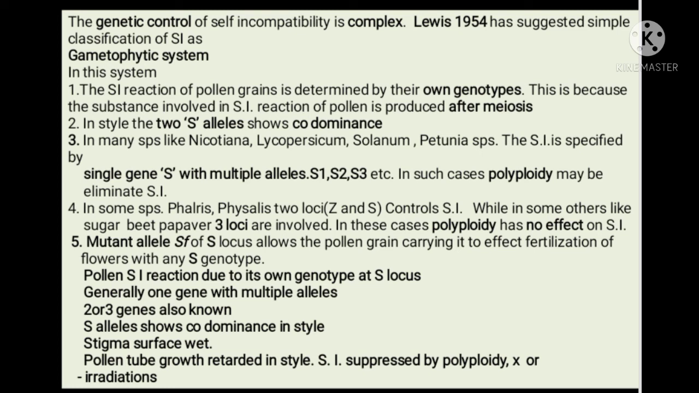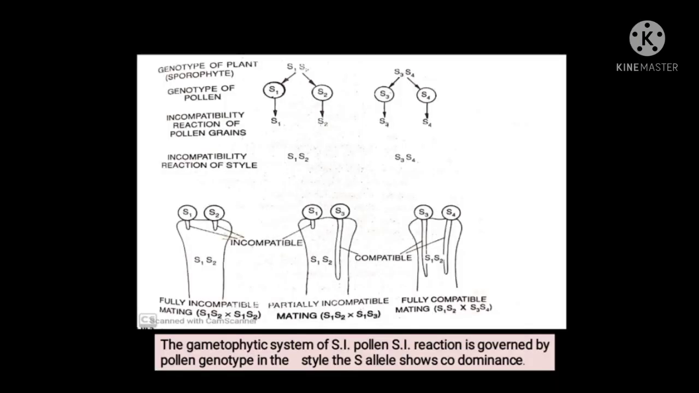Generally, one gene with multiple alleles is involved, though two or three genes are also known. The S alleles show codominance in the style. On the stigma surface, the pollen tube growth is retarded in the style. The self-incompatibility is suppressed by polyploidy or X-ray irradiation. Now observe the picture.